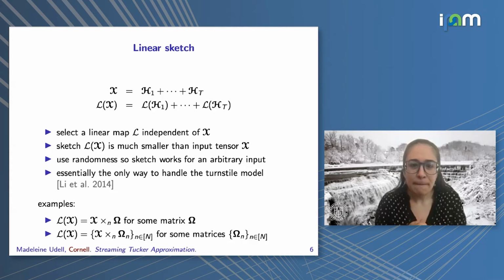Okay. So I'm allowed to sketch my tensor by contracting it with a different matrix along each mode, but I can compute all of those at the same time, right? It's still linear. And so in particular, if I want to compute a sketch of X, and X is a sum of H's, I can compute the sketch for each of the H's and then add up the sketches. Great.